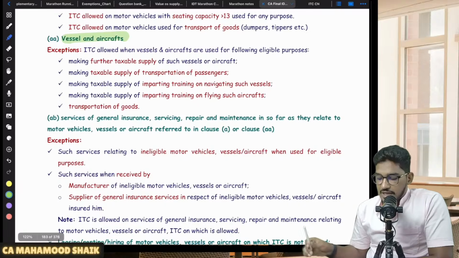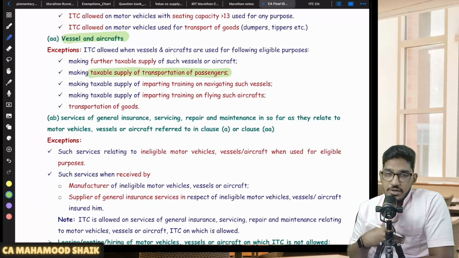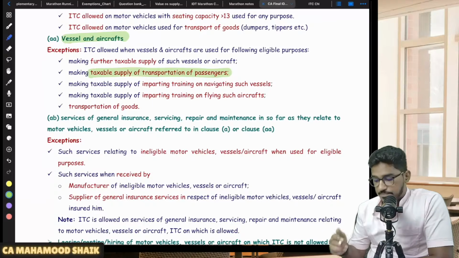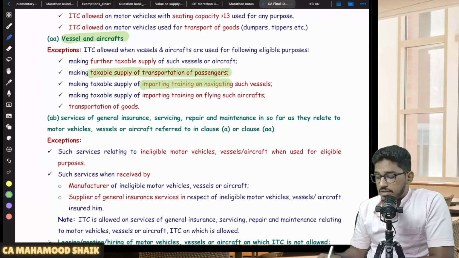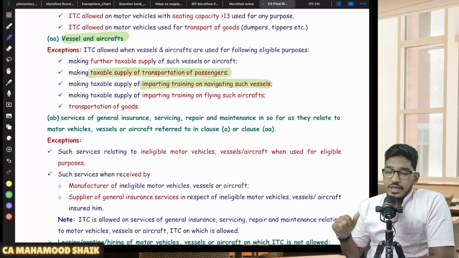Number two, if you are making a taxable supply of transportation of passengers, let us say Indigo Airlines purchased an aircraft for the purpose of making a taxable supply of transportation of passengers, can Indigo Airlines claim the ITC on the aircraft? Yes. Or making a taxable supply of imparting training or navigating such a vessel. So if you are buying a vessel and using that vessel to provide services of navigating a vessel, that means training on how to navigate the vessel and all.